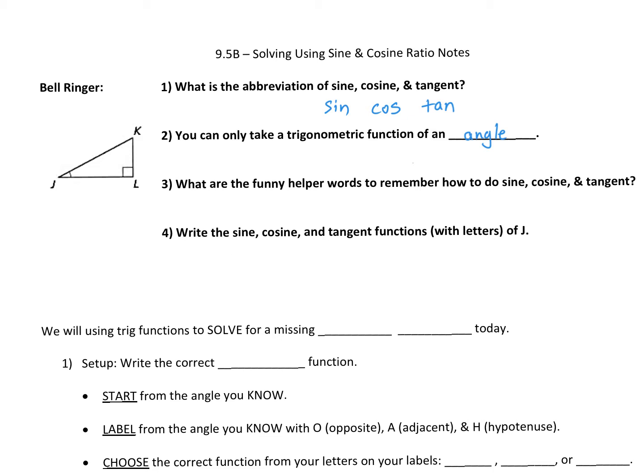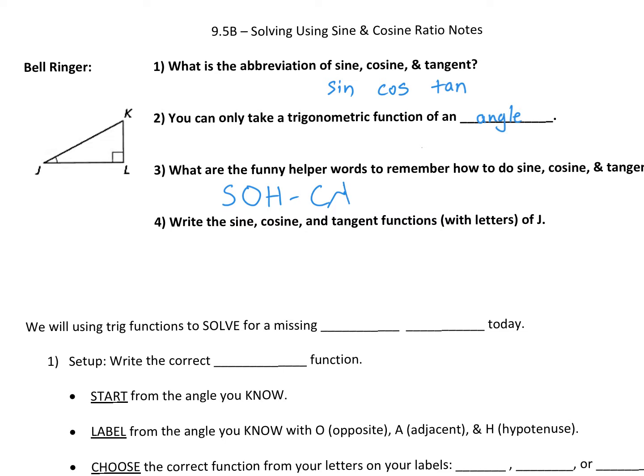And what are the funny helper words to remember sine, cosine, and tangent? Remember SOH, CAH, and TOA. So, SOH CAH TOA. Sine is opposite over hypotenuse. Cosine is adjacent over hypotenuse. And tangent is opposite over adjacent.